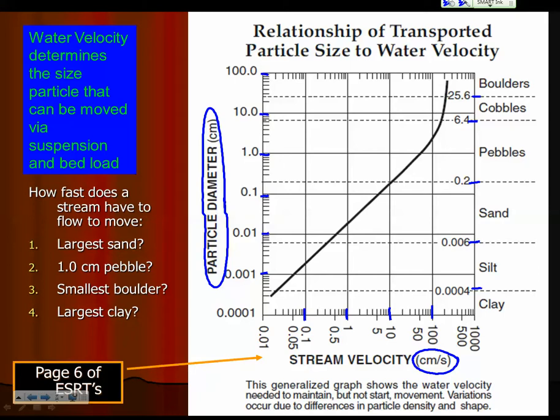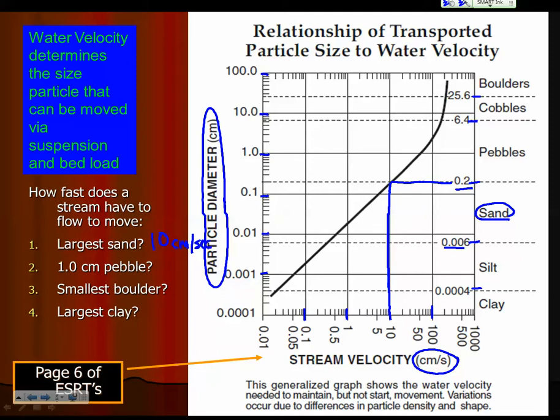All right, so let's answer our question about the largest sand. So we look over here at sand, and there's the smallest sand at 0.006. And we have our largest sand at 0.2 centimeters. And so we need to find out how fast a stream has to move the largest sand. We simply go there, we go down, and we see it's about 10 centimeters per second. So 10 centimeters per second.